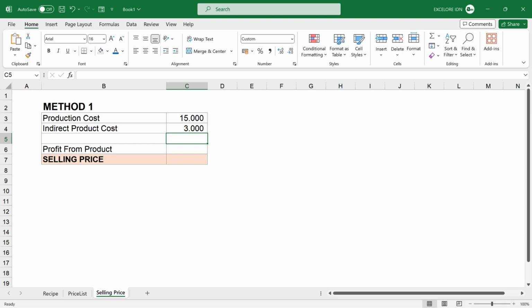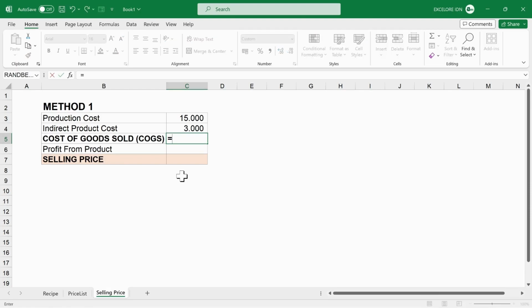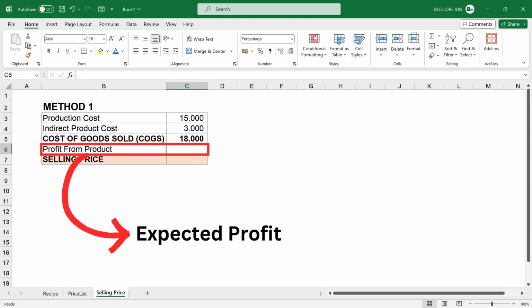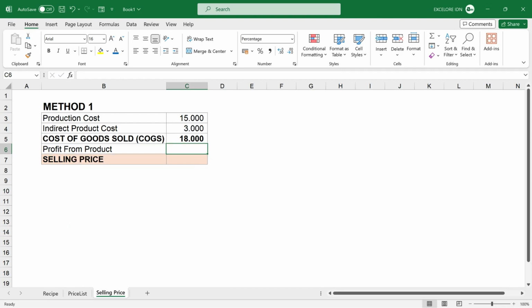In the real practice, production cost plus indirect product cost are commonly referred to as cost of goods sold or COGS. So the COGS of a portion of fried rice is 15,000 plus 3,000 equals to 18,000. And then, profit from product is the expected profit from each unit or portion of the product. It is commonly referred to as product margin.